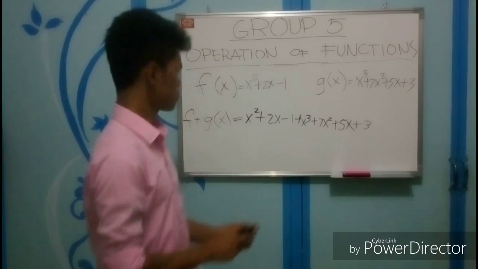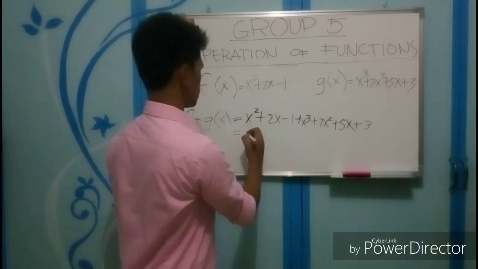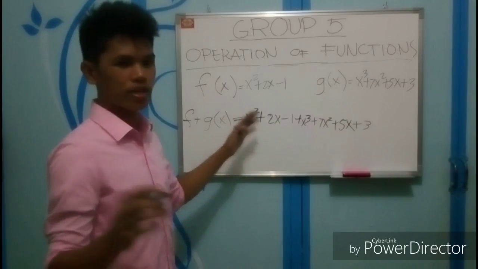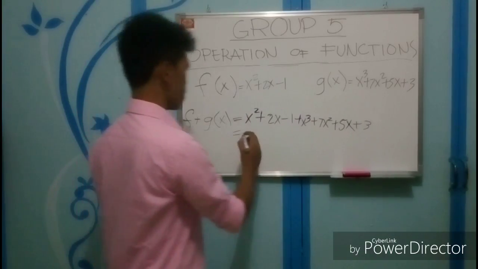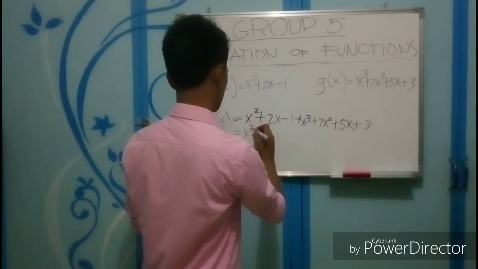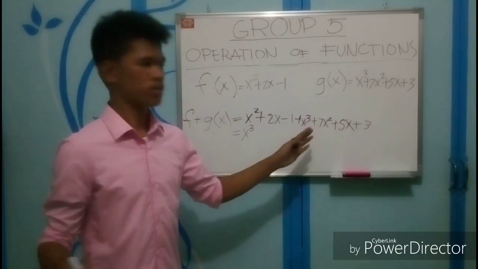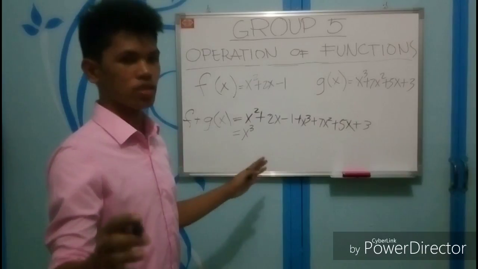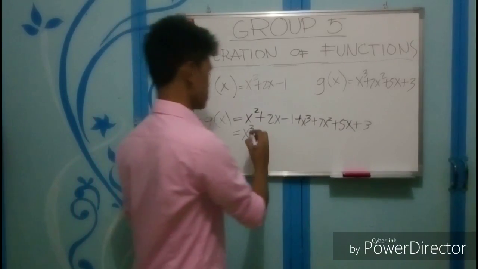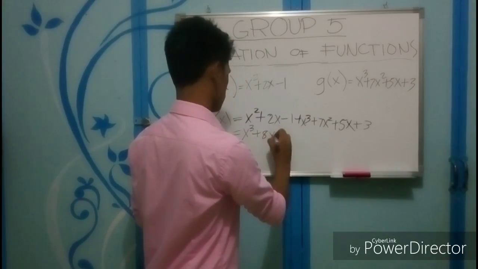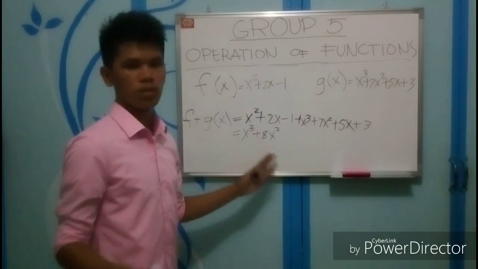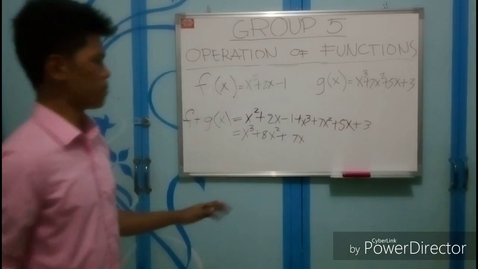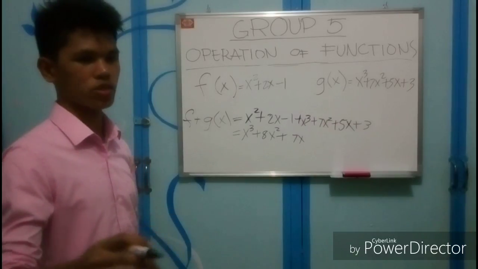Now we have to combine like terms. Since x cubed doesn't have any like terms, we copy it. Plus x squared, plus 9x squared is 8x squared. Plus 2x plus 5x. Plus the remaining negative 1 plus 3 is equal to positive 2.